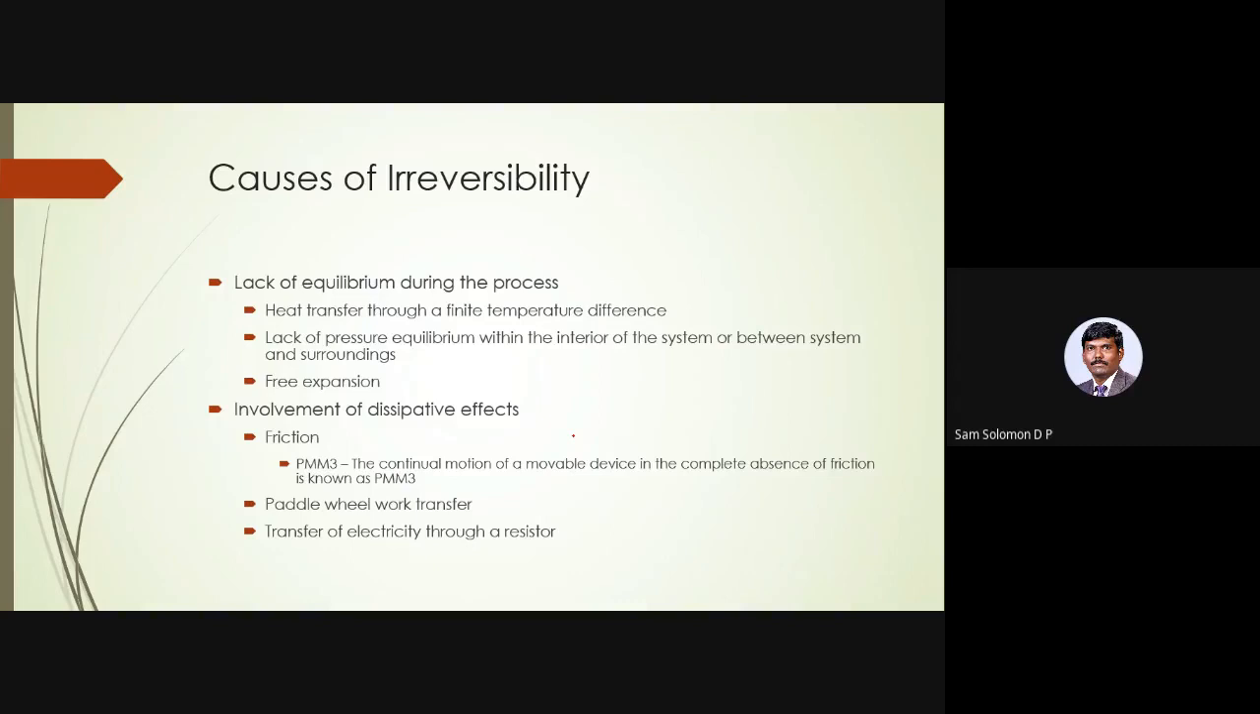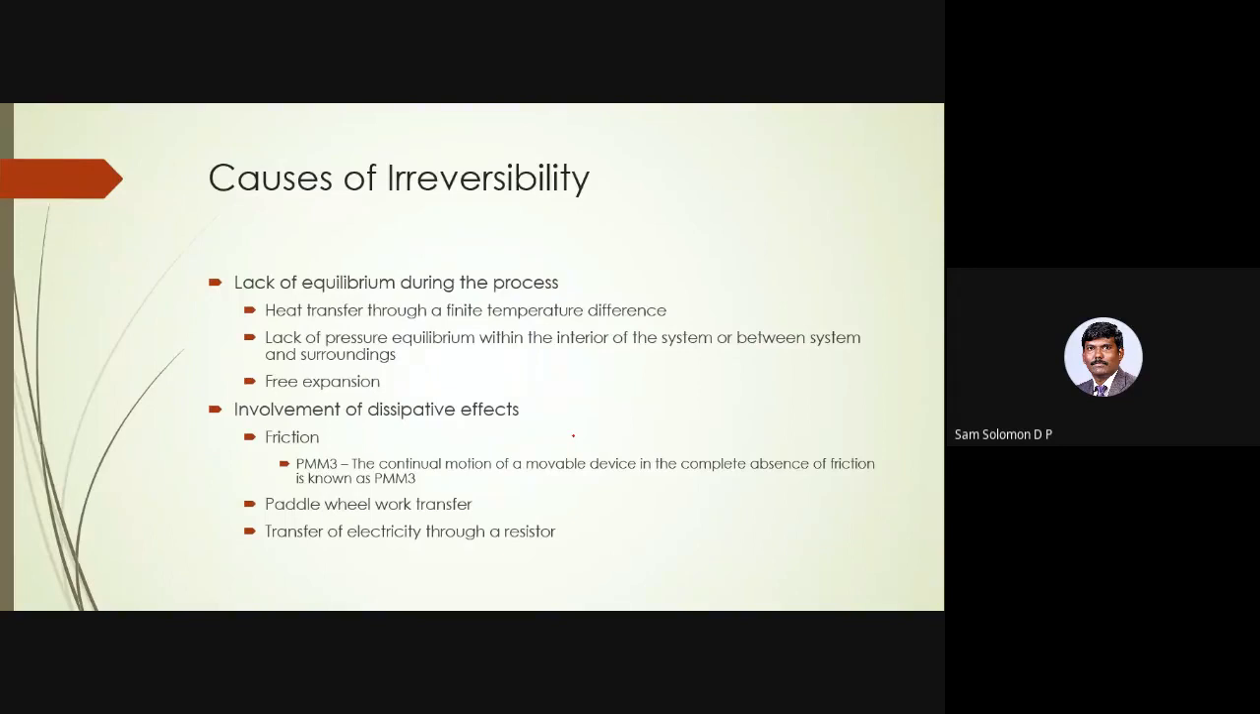Okay, so what is the lack of equilibrium? In thermodynamic equilibrium, we have seen that for a system to be in thermodynamic equilibrium, you need to have thermal equilibrium, mechanical equilibrium, phase equilibrium, internal equilibrium, and chemical equilibrium. Only if all these are met, then you say that a system is in thermodynamic equilibrium. But in most cases, we don't get this equilibrium. Okay, and let's see a couple of examples.